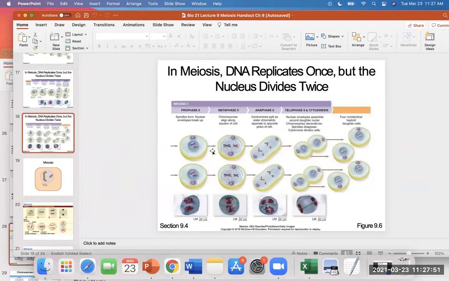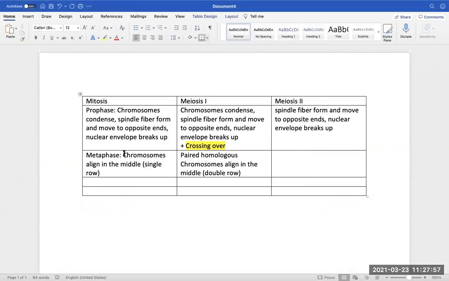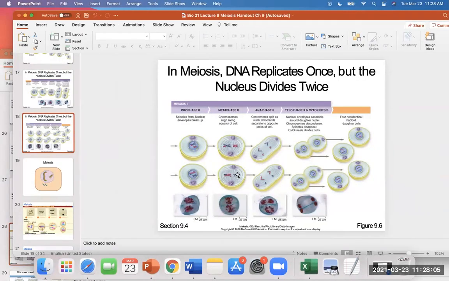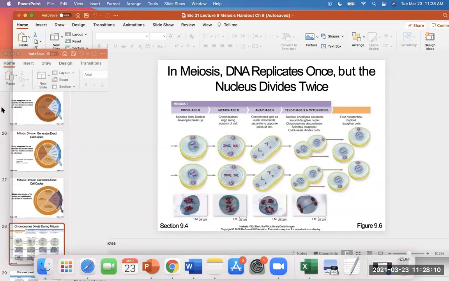Let's look at meiosis 2. For metaphase, chromosomes align in the middle, and you again have a single row. So that's exactly the same as mitosis. So I'm just going to copy and paste that. And you have a single row again here. And then you have anaphase. So let's look at anaphase.